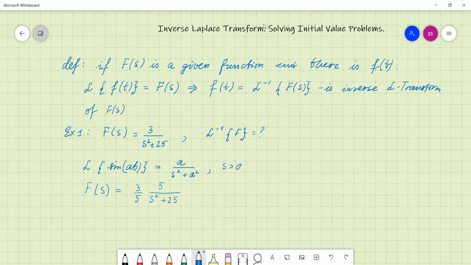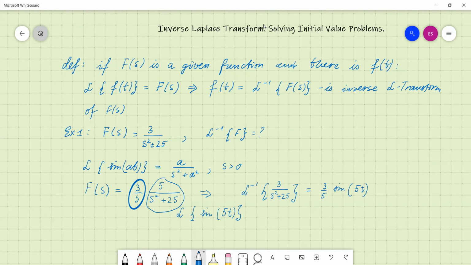But here we do have a square of 25. So what are we going to do? This 3 over 5 is a constant, so we don't need to worry much about it. And this one is the Laplace transform of sine of 5t. So we can say that the inverse Laplace transform of 3 over s squared plus 25 is going to be equal to 3 over 5 times sine of 5t.